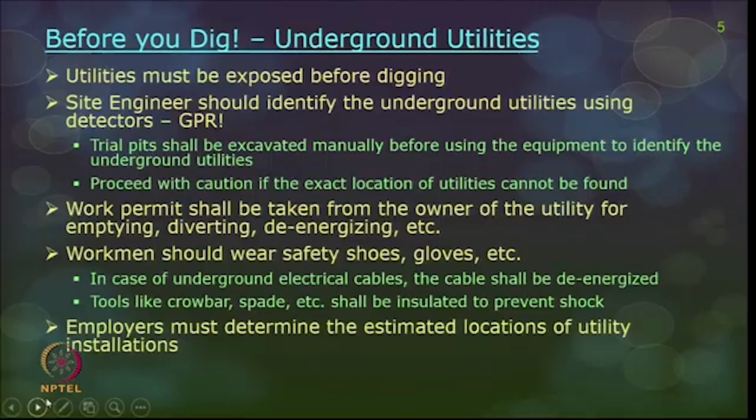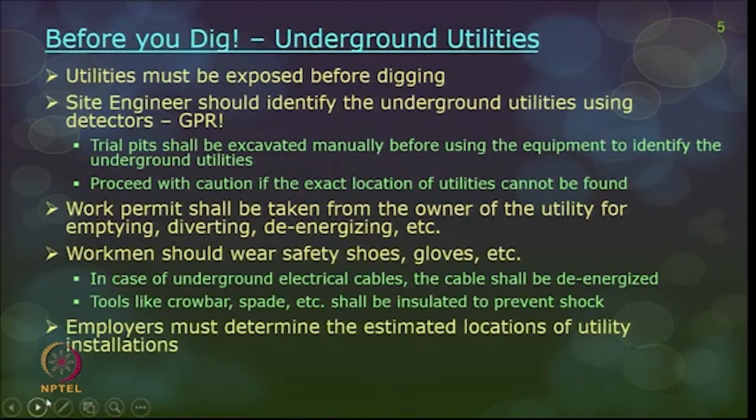So utilities must be exposed before digging. The site engineer should identify the underground utilities using detectors. You can also use ground penetrating radar. There are other devices also available, so you may have to use an appropriate device and an appropriate choice of GPR based on what you wanted to scan. You are actually scanning the ground, and you should know what exactly you have to scan, and what is the depth of scan, what is the intensity or the accuracy with which you want to scan. Based on that you may have to choose the equipment.